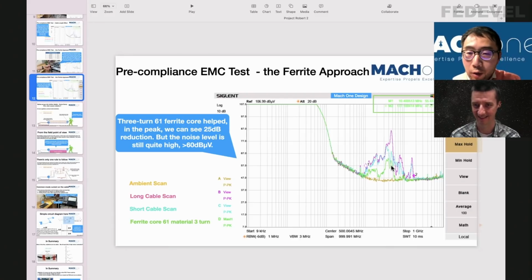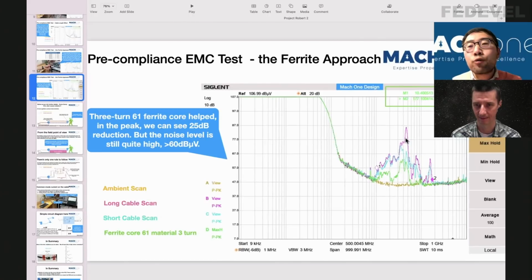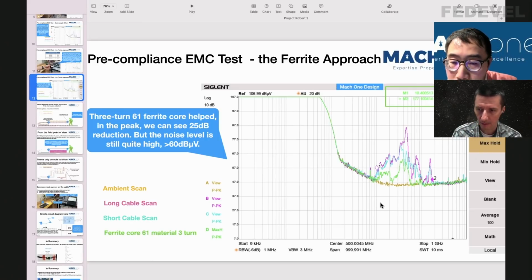So here, as you can see, the purple line is the original scan, without any methods, without any approach. Then the blue one is when we shortened the cable. We already knew from 40 megahertz upwards we have some reduction. And then if you look at the green trace, you can see it's actually starting from, I think, 10 megahertz, from 10 megahertz onwards to 100 megahertz. How do you know it's 10 megahertz is the first one? Because this is a logarithmic plot, and I stopped at 1 gigahertz, so I know this is 100 megahertz, and this is 10 megahertz, and this is 1 megahertz.